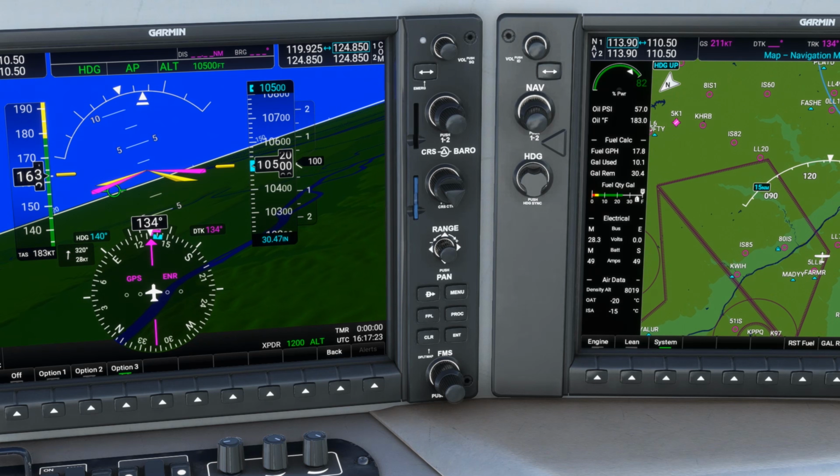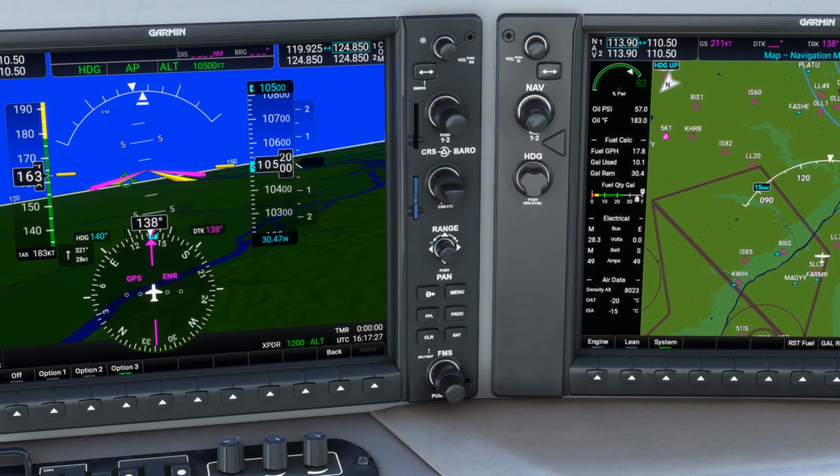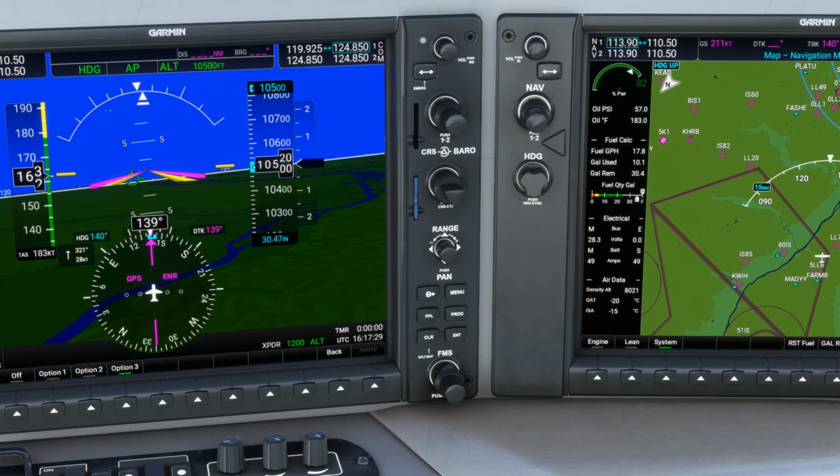With glass cockpits, we've taken one of the hardest things about aviation, the fact that we can't see the wind we're flying in, and brought it right in front of our eyes.